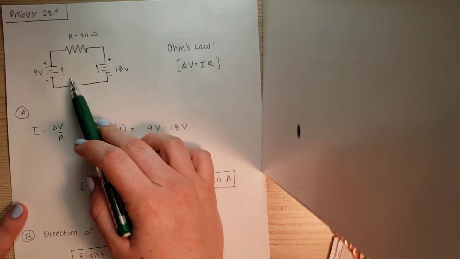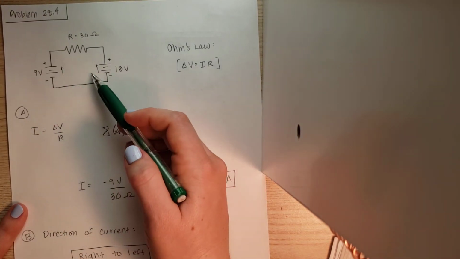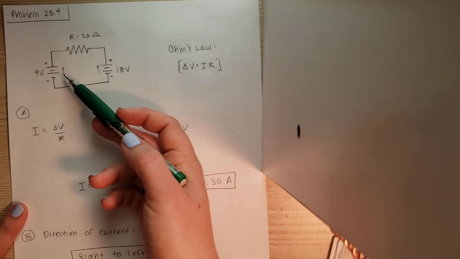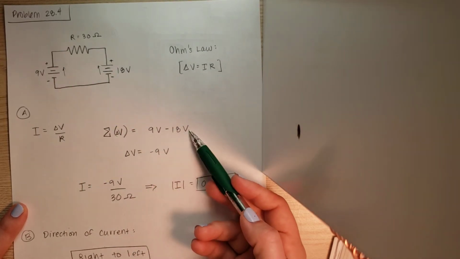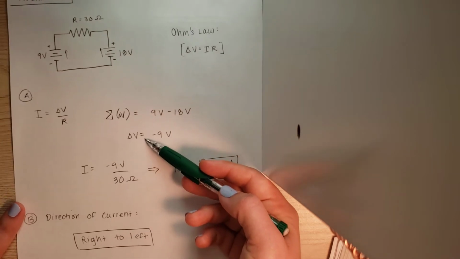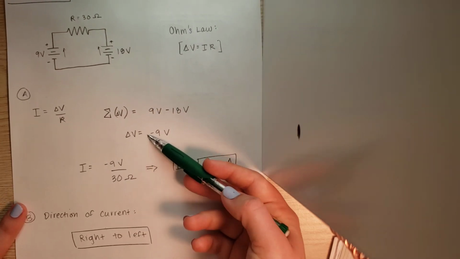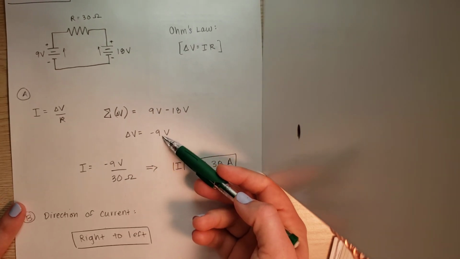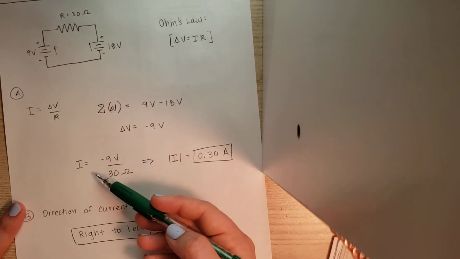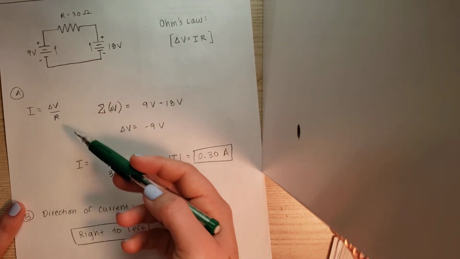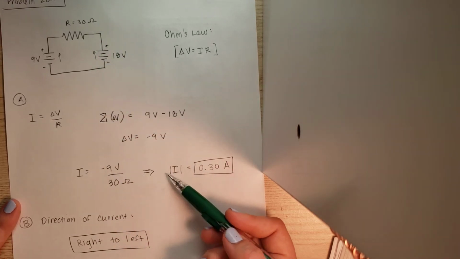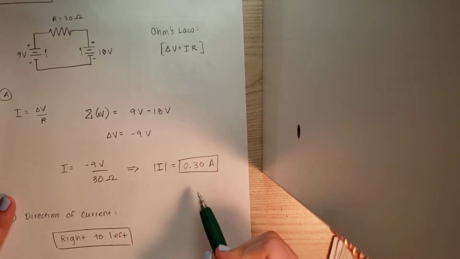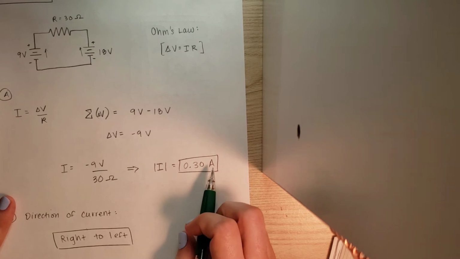So when we're calculating the sum of our potential differences, we need to take our 9-volt and subtract that 18-volt. And then we get our potential difference equal to negative 9 volts. And then if we plug that in to our equation, we take our 30 ohm resistance and we get the magnitude of our current as 0.30 amps.